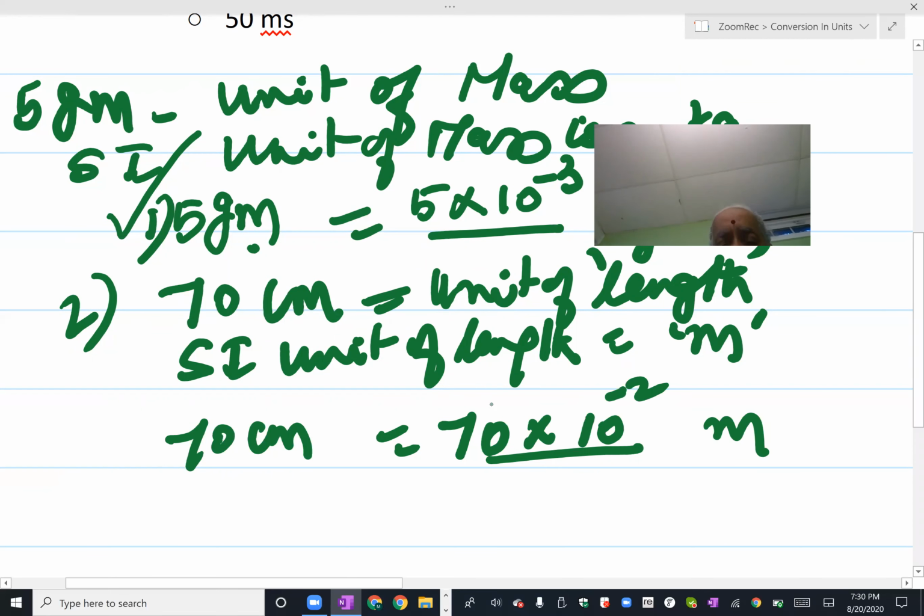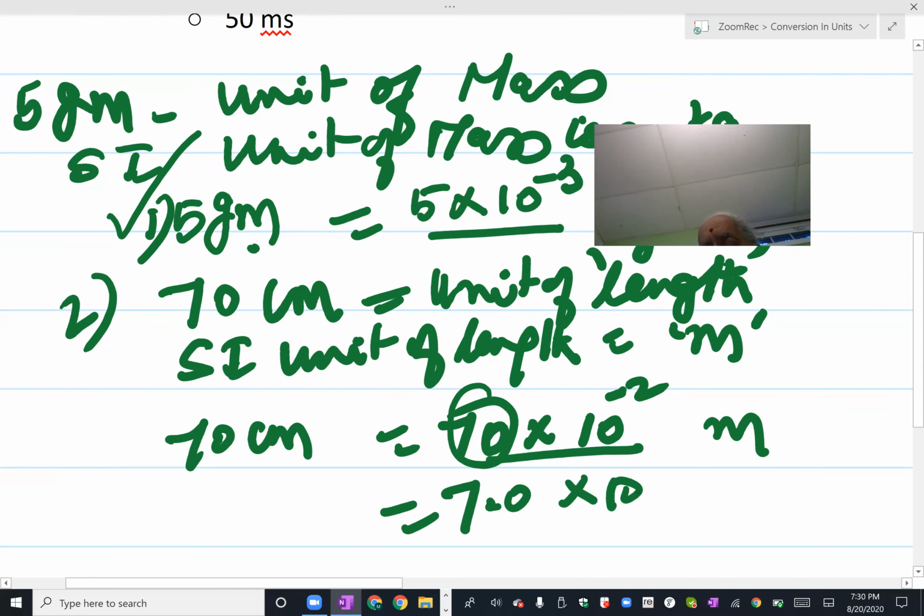Now, I don't want a 70 here. So you write it as 7 because 70 is a number exceeding 10. So you write 7.0 into 10. 7 into 10 will be 70. So without compromising on the quantity, you have to do a suitable manipulation so that the number multiplying powers of 10 should be a number between 1 and 10. So that is 7 into 10 into 10 to the power of minus 2.